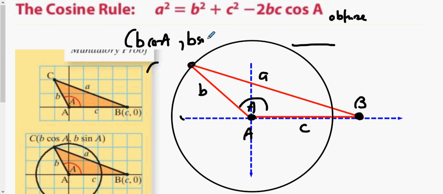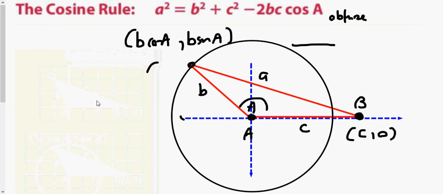B sine A. Now the key to this question is always make one of the lines parallel to the x-axis. Because what will that make this coordinate here? C, 0. Is that alright? Now that we have that done, the only other weapon you need is the distance formula.